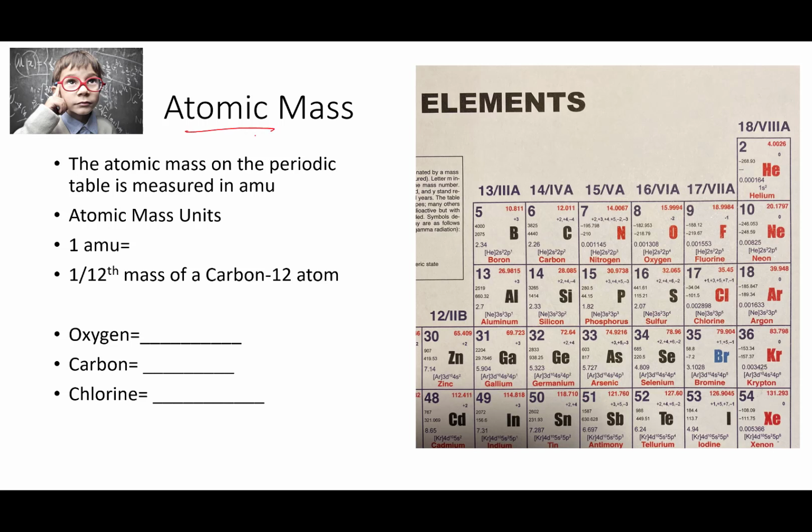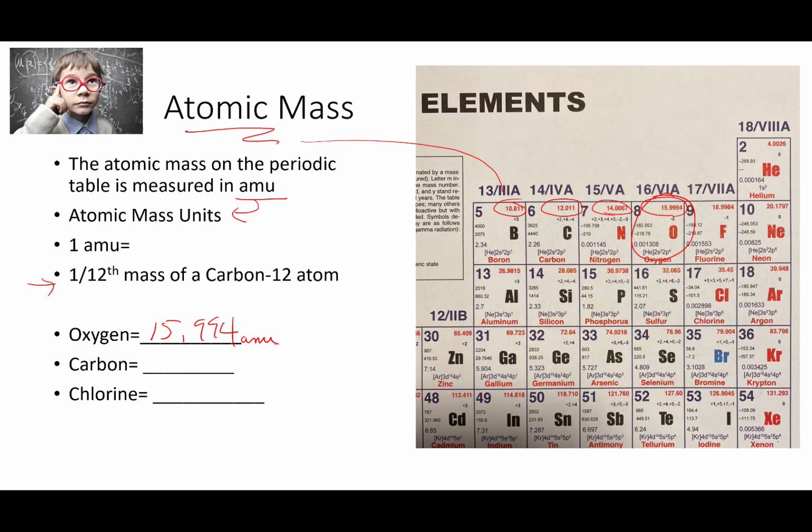We have talked about atomic mass on the periodic table. And if you recall, on the periodic table, every element has their atomic mass. Now, the atomic mass on the periodic table is quoted in AMUs. 1 AMU is an atomic mass unit, and that is defined as 1/12 the mass of a carbon-12 atom. So if you look at oxygen on the periodic table, its atomic mass is 15.994 AMU.